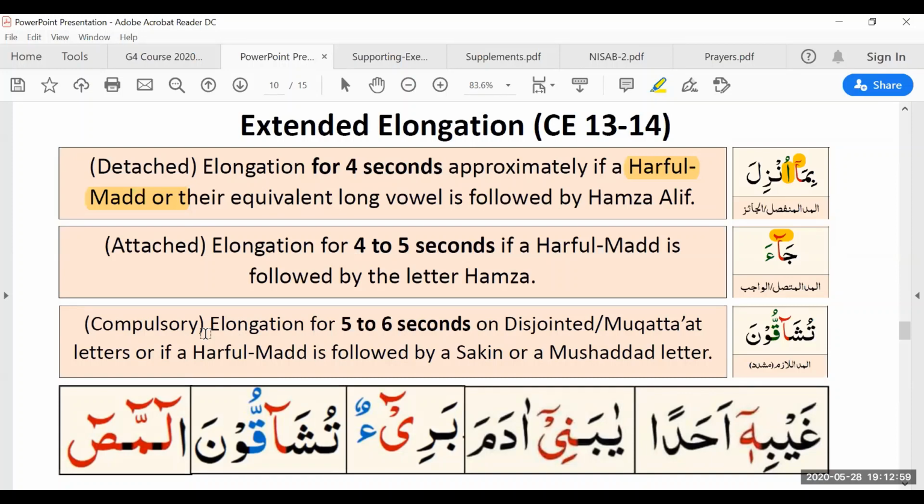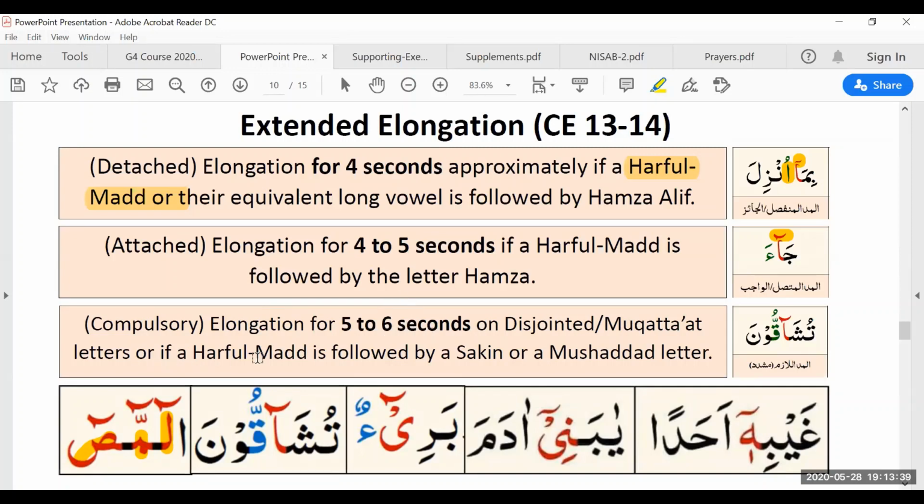Okay. And the last one is compulsory elongation, also known as al-maddul lazim. This one is prolonged for 5 to 6 seconds on disjointed letters, also known as huruful muqatta'at. You can see in this example, I will highlight. These are huruful muqatta'at, which, as I'm sure all of you know, appear at the start of certain chapters in the Holy Quran. So we have to prolong each one of these disjointed letters for 5 to 6 seconds.